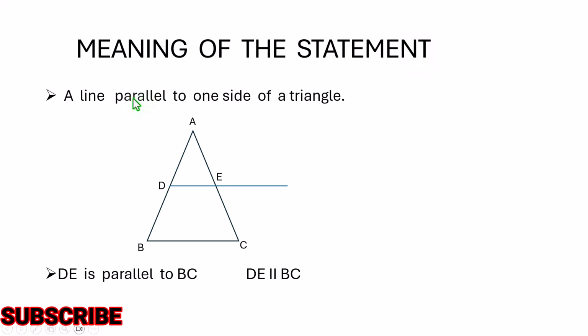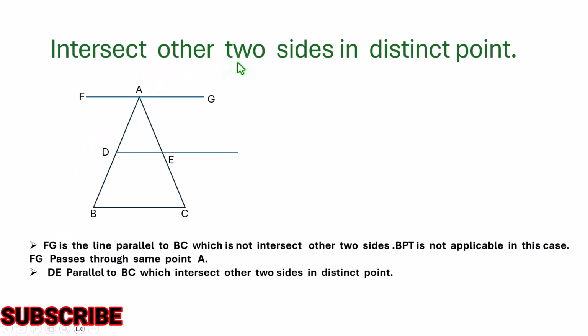is the meaning of the statement: a line parallel to one side of a triangle. Here is triangle ABC, with three sides AB, BC and AC. BC is the side, and DE is parallel to side BC. This is the first concept. Next, it intersects the other two sides in distinct points.